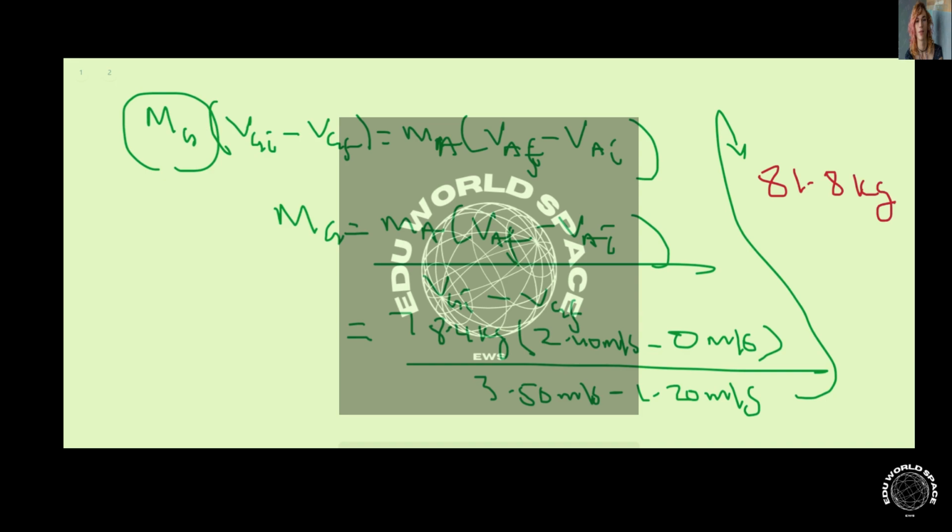You can confirm that with your calculator. 78.4 times 2.4, and then you divide that by 3.5 minus 1.2, and that gives you 81.8 kilograms. So that's the mass of the canister.